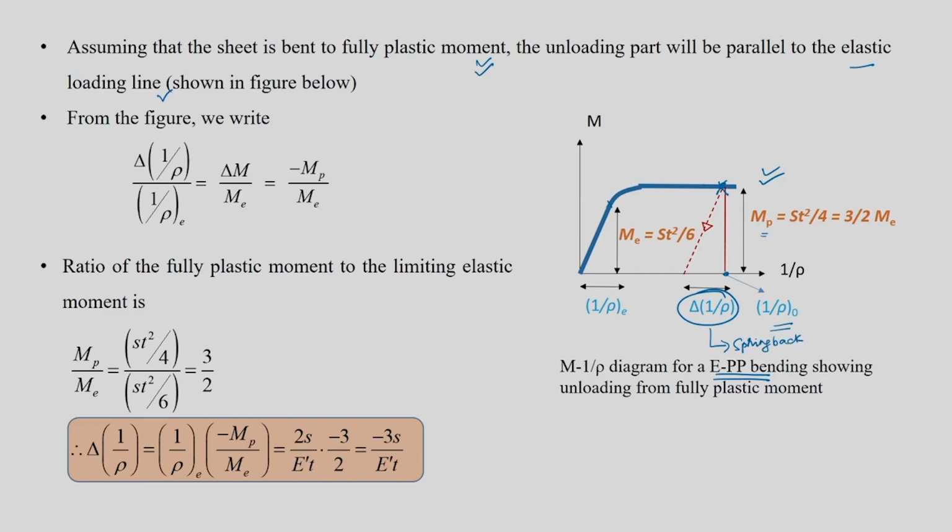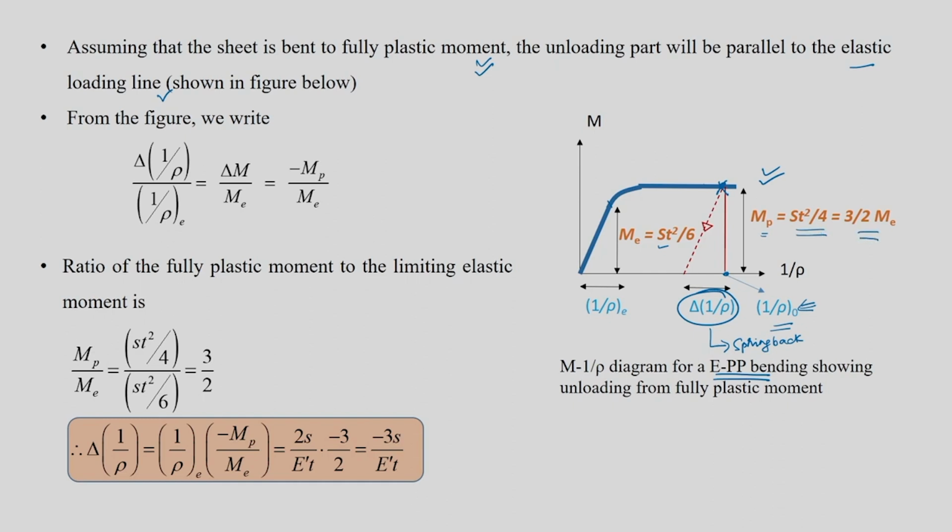Okay. So, 1 by rho naught is a reference for us, but it is not going to happen that way. There is going to be some change, that is del 1 by rho, which is what we need to quantify, and all other things are known to us. This is Me = St square by 6, and you are removing moment from a fully plastic moment situation, which is nothing but Mp = St square by 4, which is nothing but 3 by 2 Me, which we already know, 3 by 2 Me.